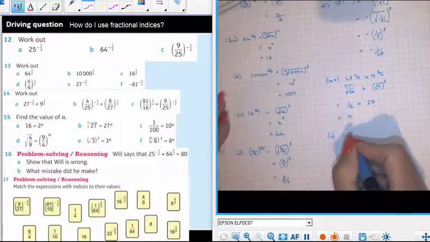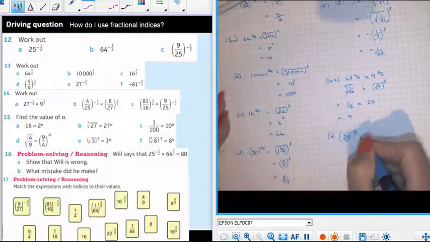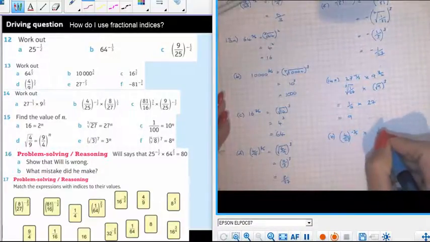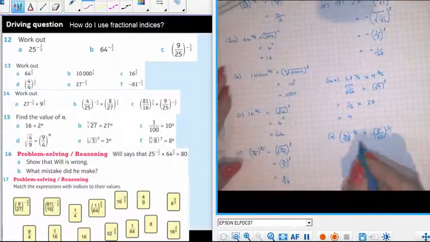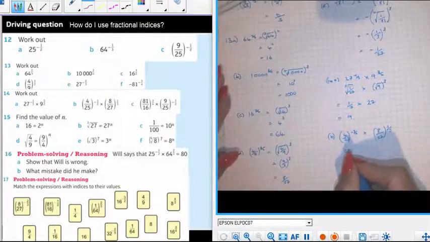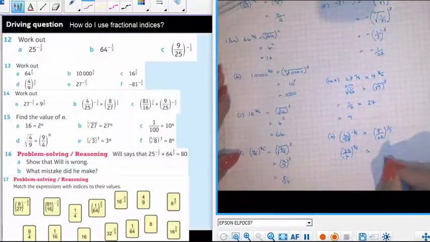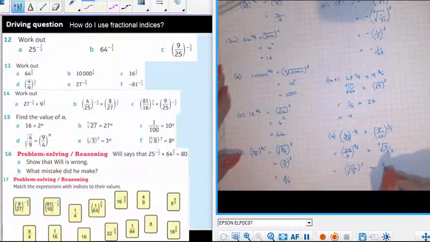14b, 4 over 25 to the power of negative 3 over 2 multiplied by 8 over 27 to the power of 1/3. So we've got a negative power here, so I'm going to find the reciprocal, 3 over 2, multiplied by the cube root of 8 over 27. Square root of 25 over 4 cubed, multiplied by 2 over 3.